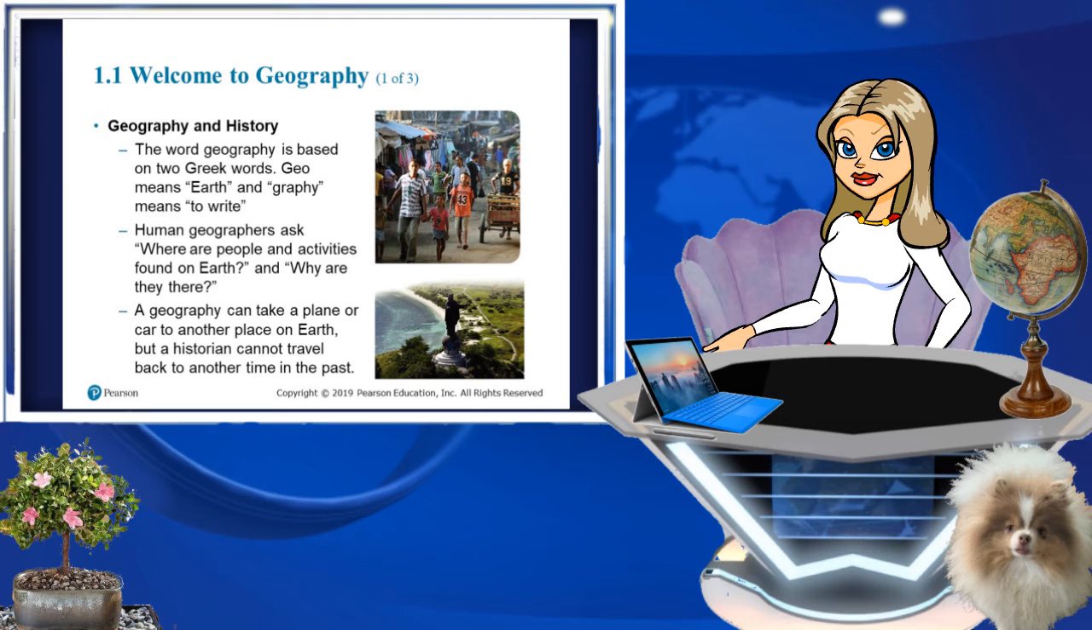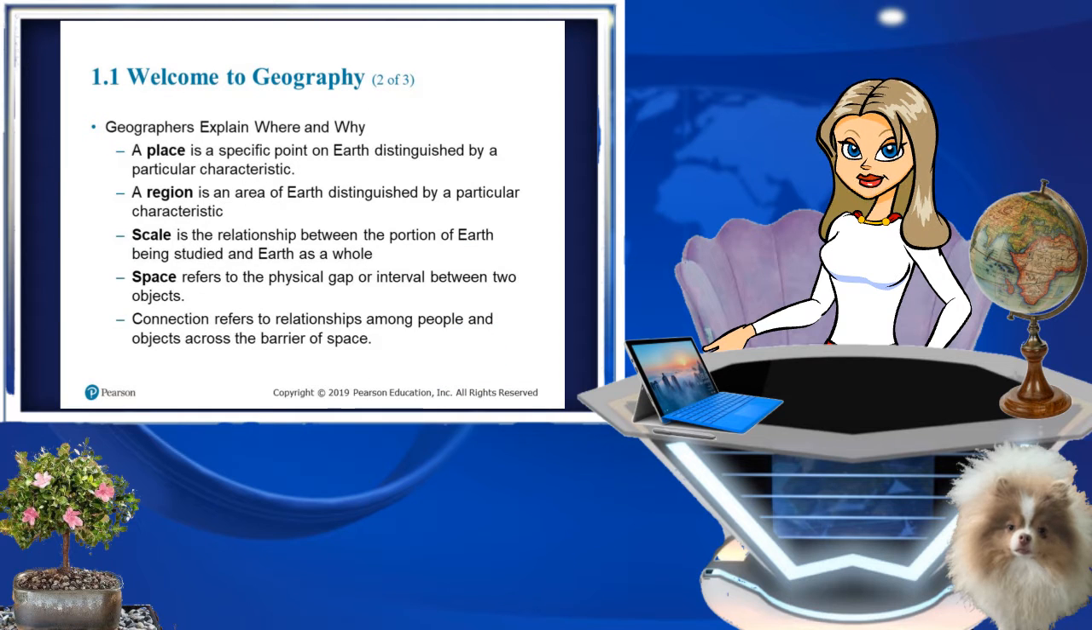Geography and history. The word geography is based on two Greek words. Geo means earth and graphy means to write. Human geographers ask, where are people and activities found on earth? And why are they there? A geographer can take a plane or car to another place on earth, but a historian cannot travel back to another time in the past. Geographers explain where and why.